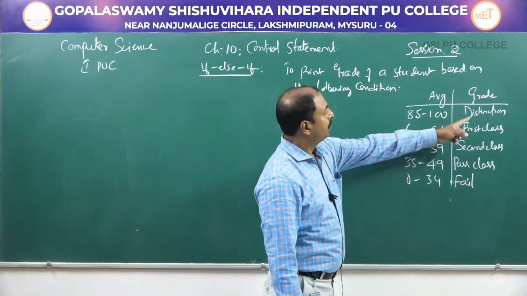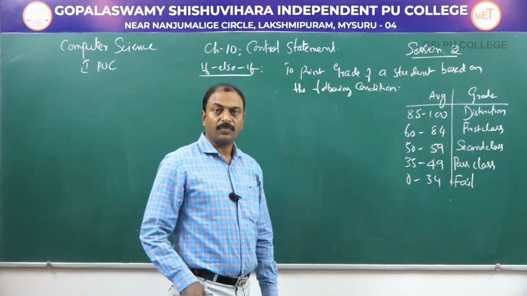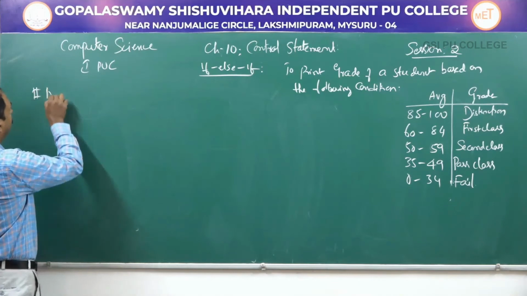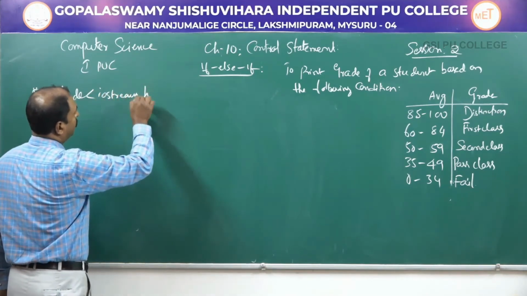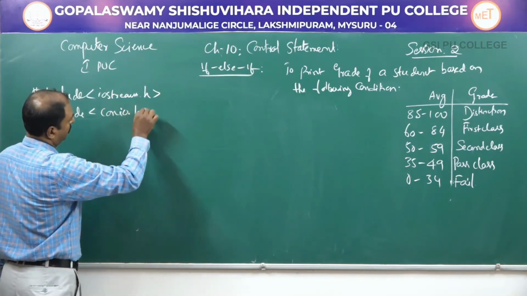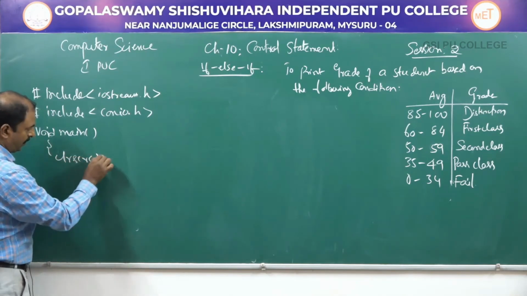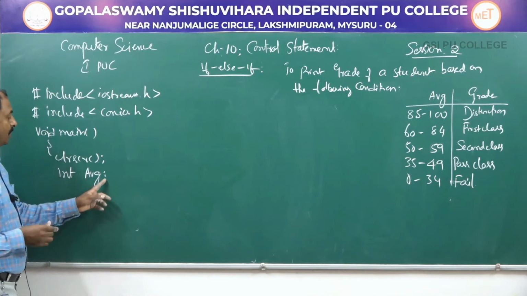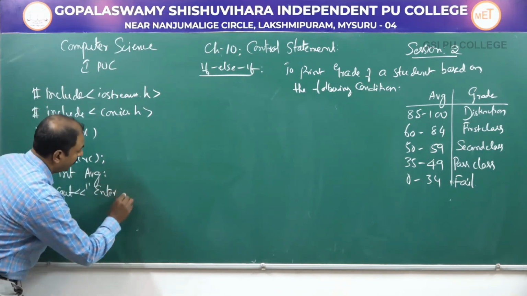In this example, there are 5 conditions to be checked here. So obviously we have to make use of the if-else-if statement. Now let us write a program for the same. The program starts with header files: #include iostream.h, #include conio.h, void main, clrscr. To declare a variable, I am using int avg, to store the average marks of a student. Then we can use an output statement: enter average.